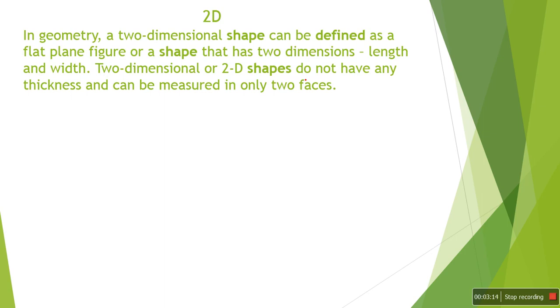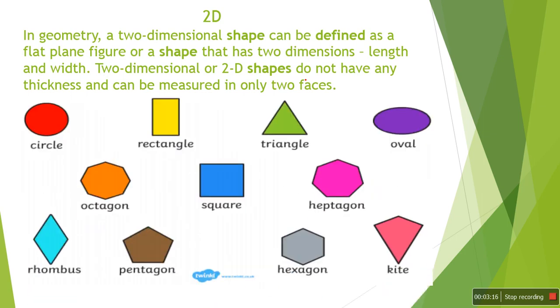Let me show you some pictures of two-dimensional shapes. These are the two-dimensional shapes: circle, rectangle, triangle, oval. In these shapes you will find only length and width, like circle, rectangle, triangle. So one by one we will study these shapes.